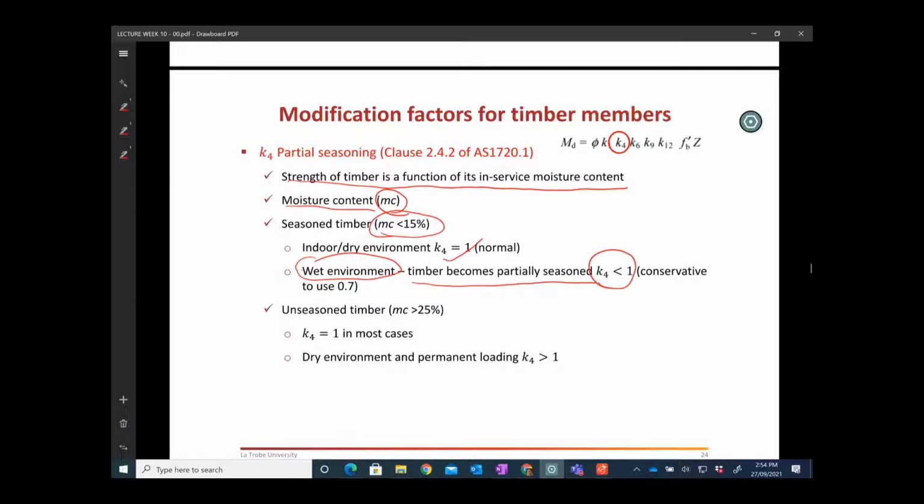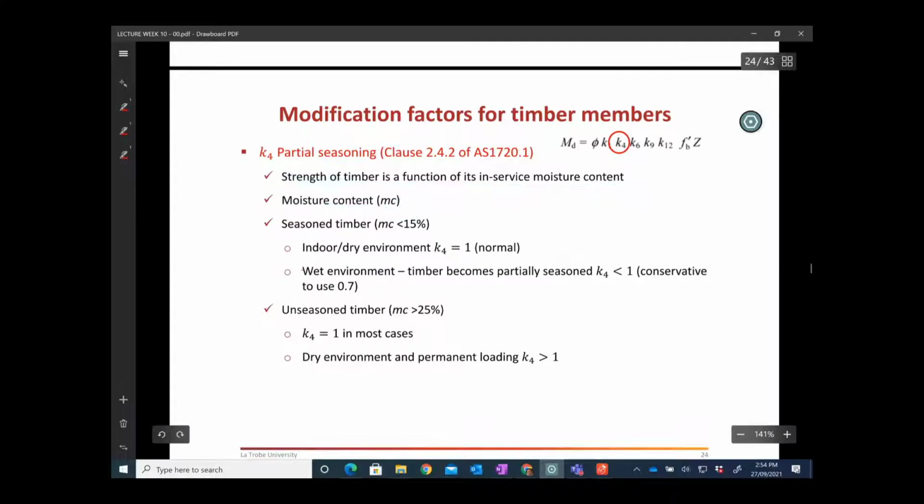If you have more rain, and your timber beam is going to absorb a lot of water during its service life, you might need to go for up to 0.7, which is quite a significant penalty. A 30% penalty, 30% capacity is gone because you are not protecting your timber beam. But sometimes you can't avoid it, so you need to have a K4 value. So it depends on moisture content.